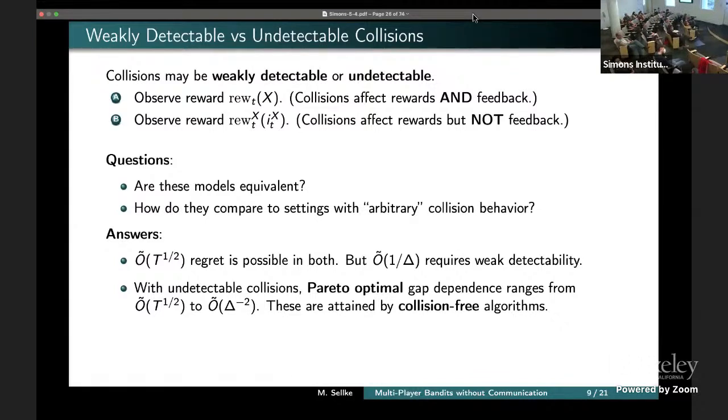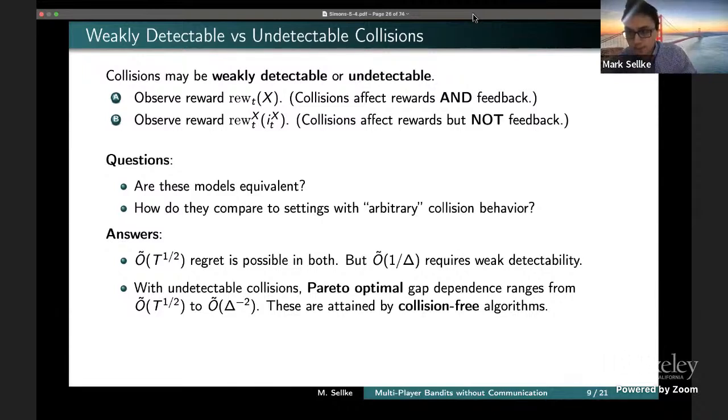Mark, let me ask you again. So what does it mean now, the feedback that you get? I mean, you say collisions affect the rewards. Do the players see the rewards or no? Right. So in the first model, which is labeled A here, your feedback is exactly the reward that you receive. So if there's a collision, then you observe the 0. In the second one, you observe the Bernoulli variable that corresponds to the reward you would get, assuming there's no collision. So if there's a collision, then you don't observe it. You think you got a reward, but you actually didn't.